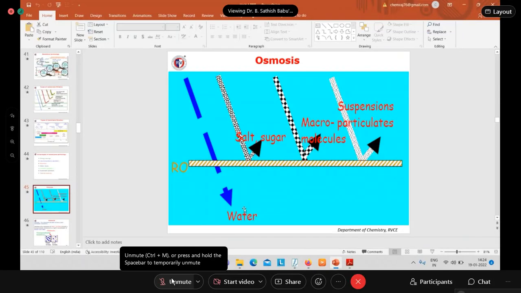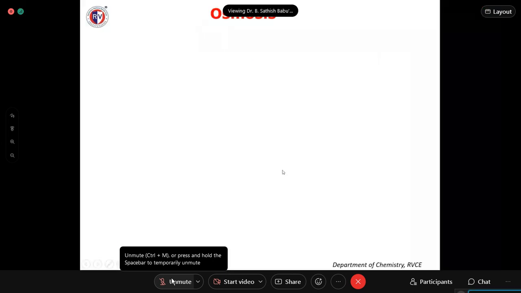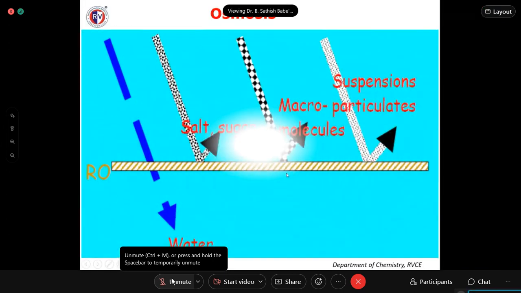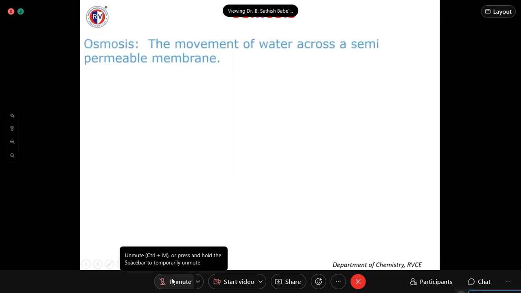In reverse osmosis, this semi-permeable membrane is called the RO membrane. The membrane we are going to use in the osmosis process is called the RO membrane. All these things you can filter: salt, sugar molecules, particulates, and suspended matter. Everything can be filtered through this membrane, and this membrane we are using in osmosis.